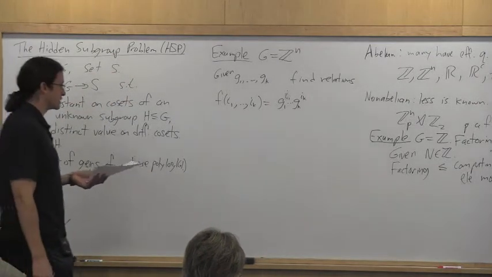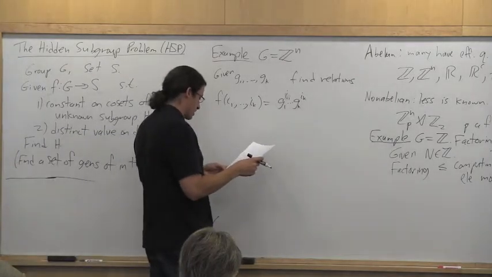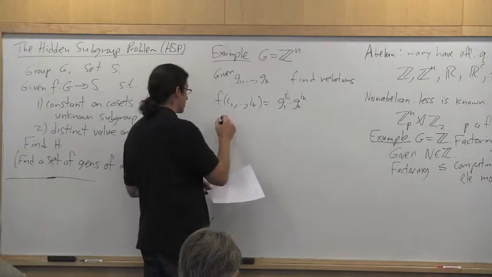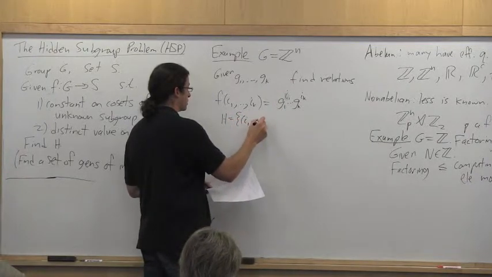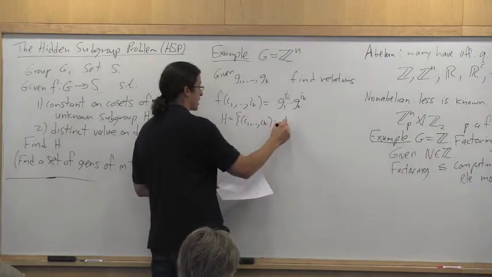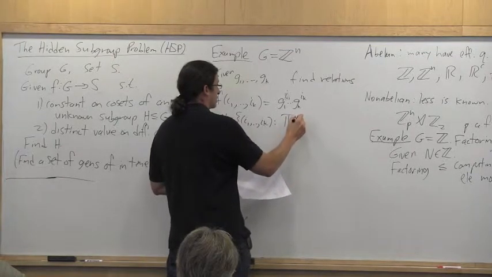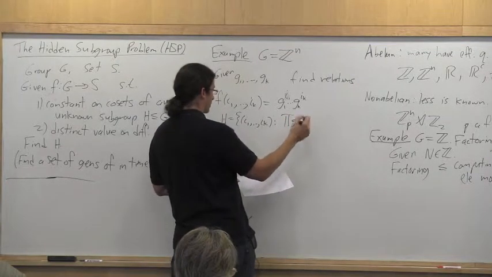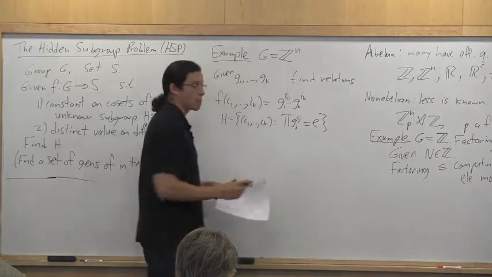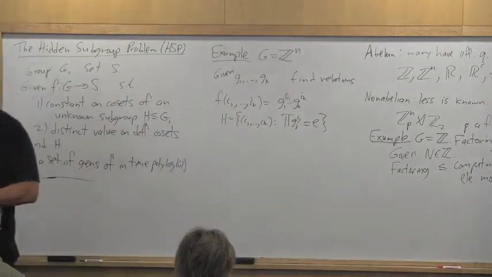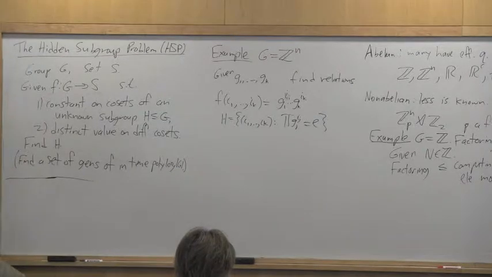The hidden subgroup in this case will just be the lattice of relations, right? So you get the set of tuples such that the product equals the identity. Oh, that's not great notation. So you'd be given a basis for that lattice.